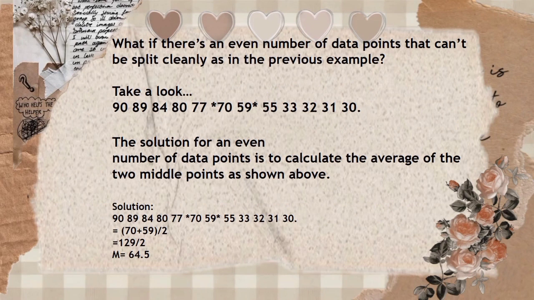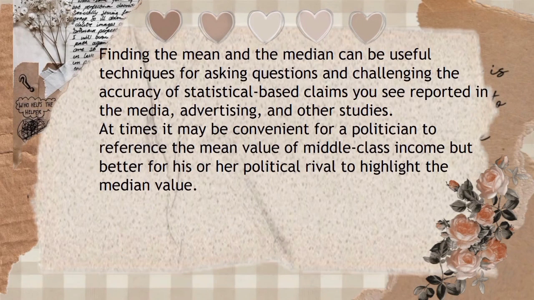What if there's an even number of data points that cannot be split cleanly as in the previous example? Take a look at this data set. 70 and 59 are highlighted because, as you can see in the series of numbers, it has an even number of data points. The solution for an even number of data points is to calculate the average of the two middle points. We're just going to get 70 and 59, get the sum of these two numbers, and then divide it by 2. The result is 64.5. So 64.5 is our median.